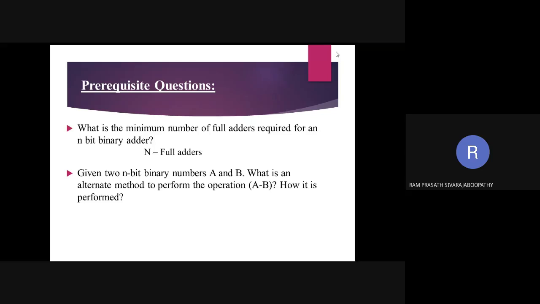So we need n number of full adders, or n minus 1 full adders plus 1 half adder. Given two n-bit binary numbers a and b, what is an alternate method to perform the operation a minus b? How is it performed? How can we perform a minus b? Another way. Is anybody having the answer?